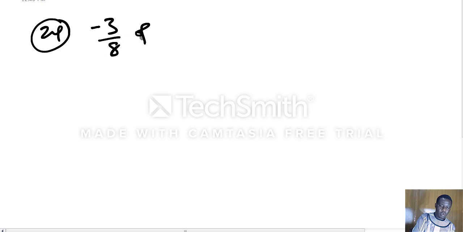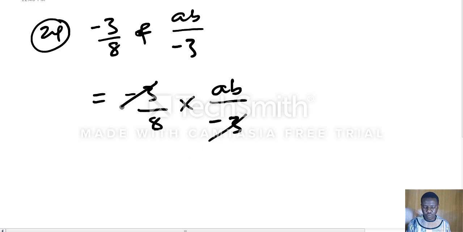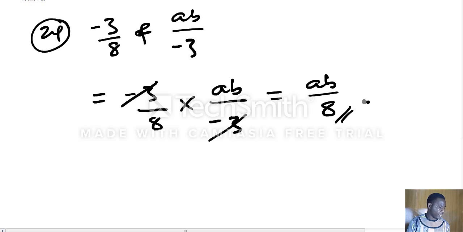Question number 24, which happens to be the last question, says minus 3 over 8 of ab divided by minus 3, which is same as minus 3 over 8 times ab divided by minus 3. Minus 3 will cancel itself, and our answer becomes ab divided by 8.